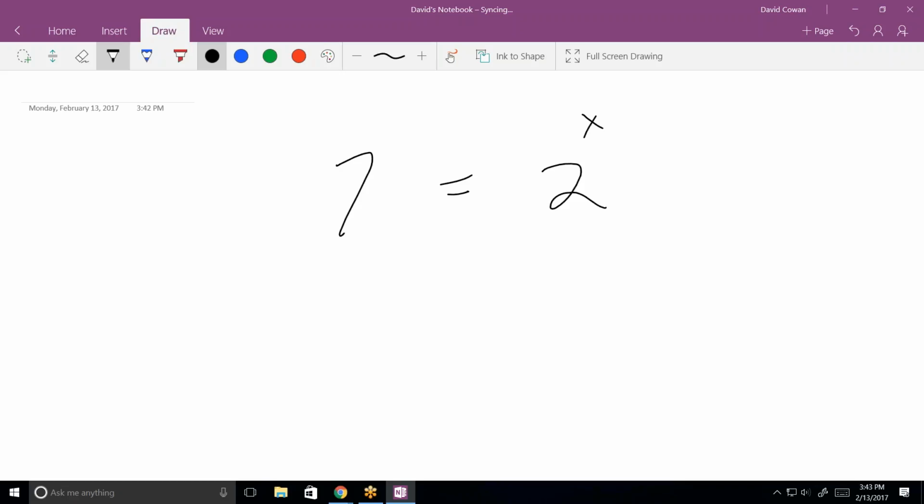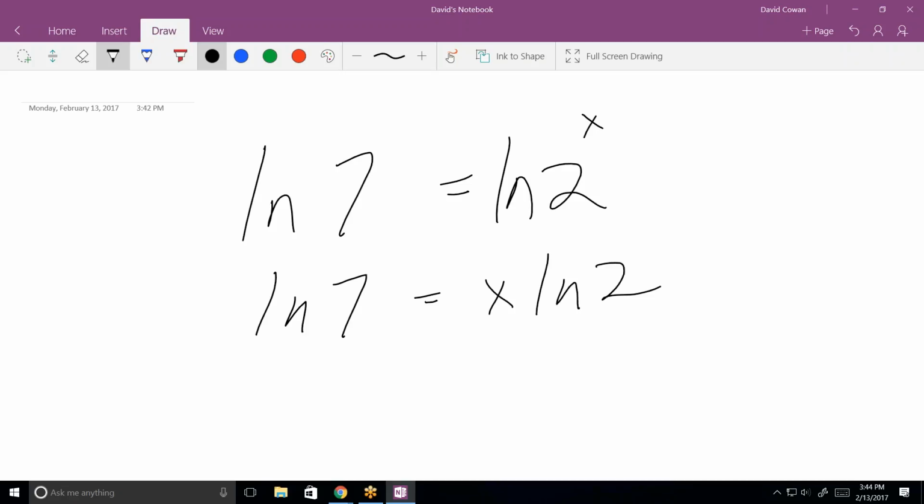Put it into a log. Exactly. In other words, anytime you're faced with an exponential equation where your variable is in the exponent, the way to solve it is always to take the log of both sides. And you can use any log you want. I'm going to use natural log. Okay, so that's step one. Now step two is to take that exponent and bring it down on the algebra line. So we have natural log of 7 equals x times natural log of 2.